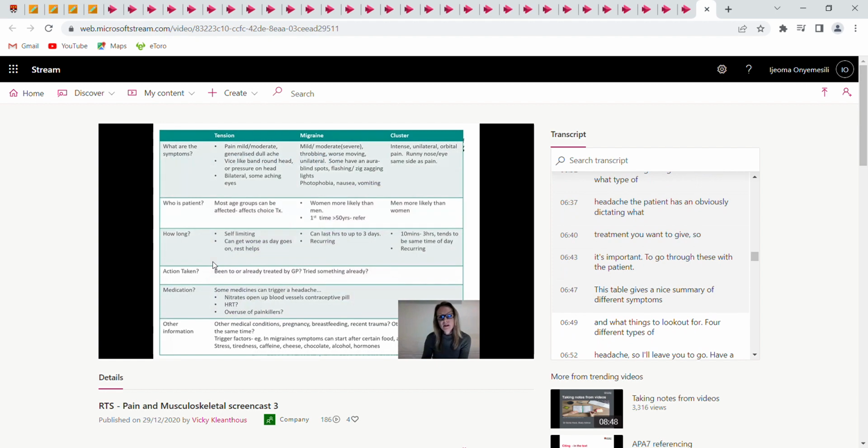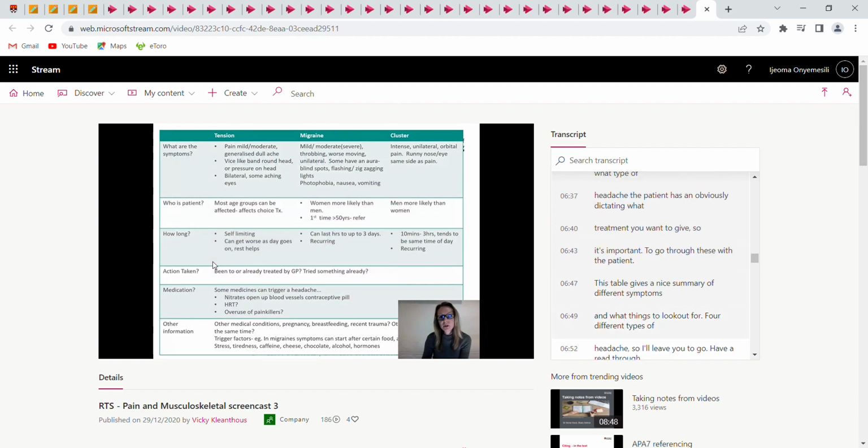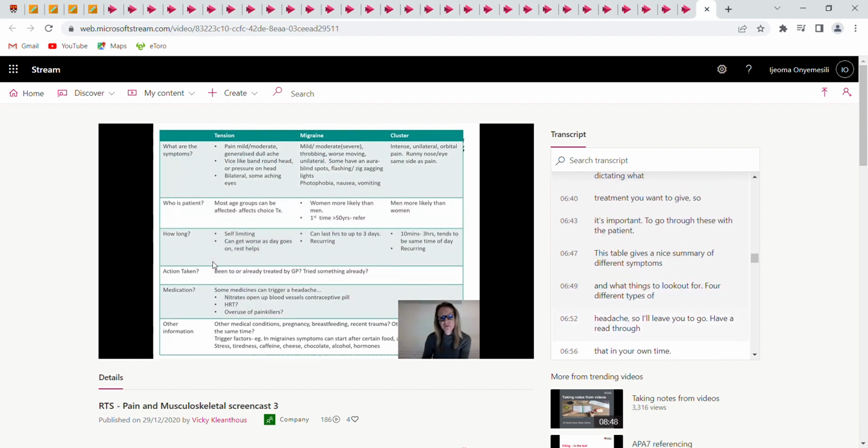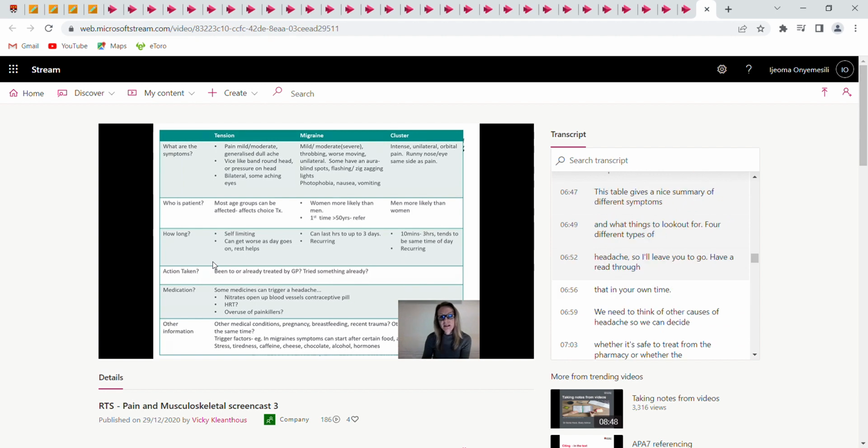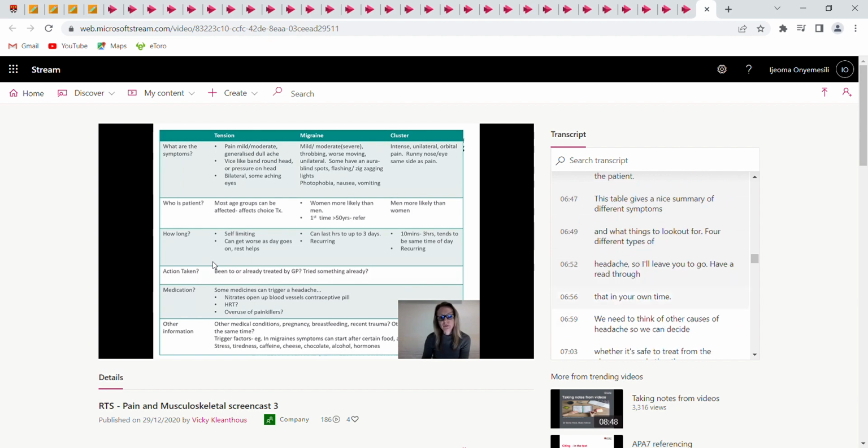This table gives a nice summary of different symptoms and what things to look out for in different types of headache. So I'll leave you to go have a read through that in your own time.